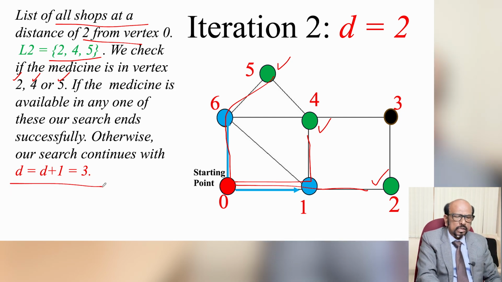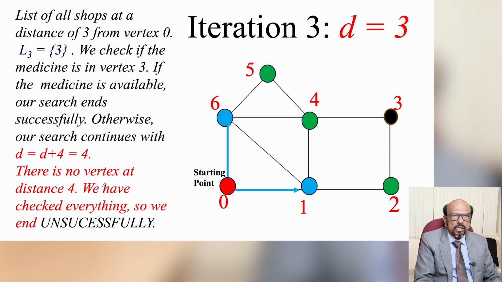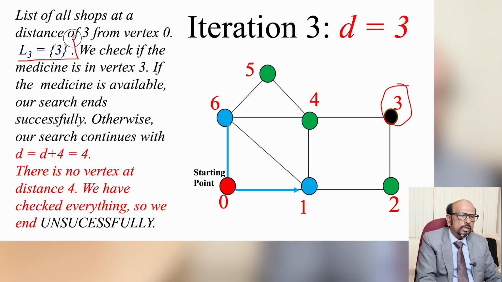Iteration 3. In iteration 3, we collect all the nodes at a distance 3. Look, already 0, 1, 2, 4, 5, everything is done. Only 3 is missing. So 3 is at a distance of 3. You can go 0, 1, 2, 3 or 0, 6, 4, 3. Either way, it is at a distance of 3. We will have to now check whether this vertex 3 has the medicine.